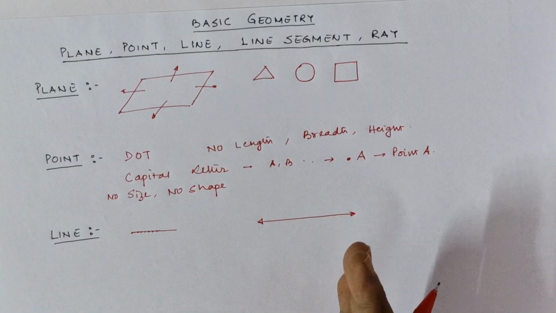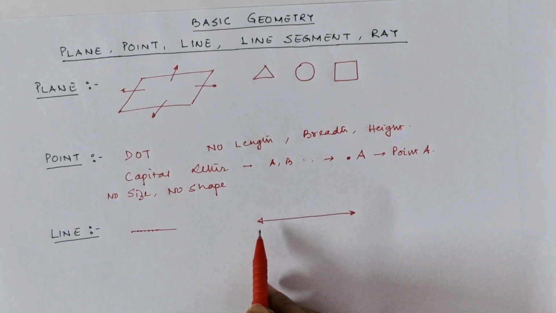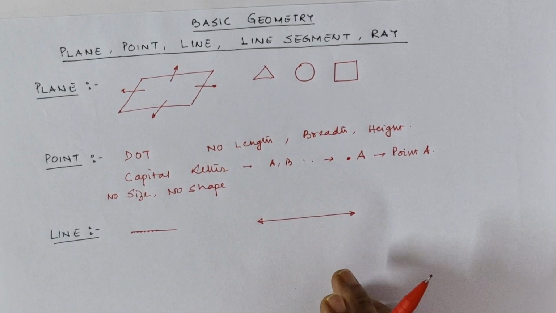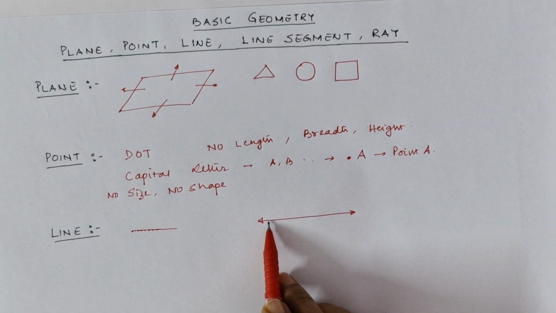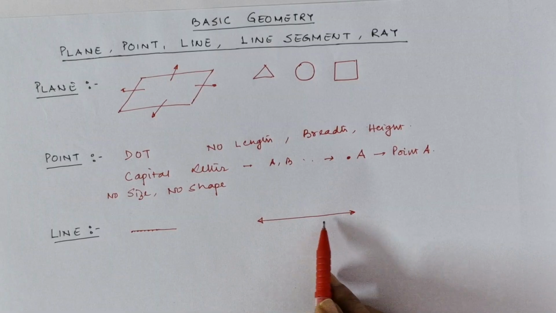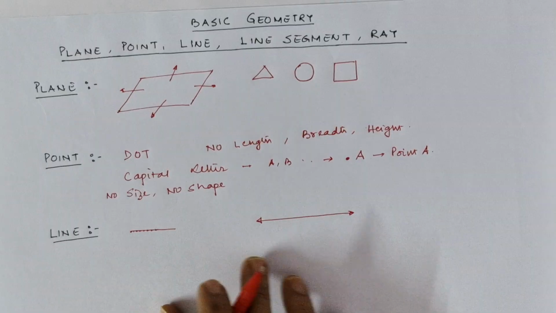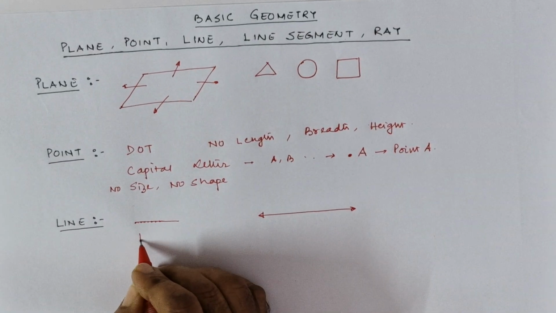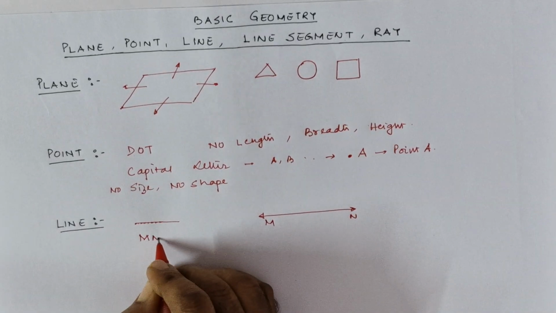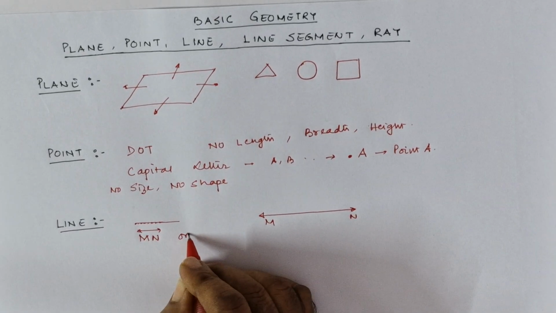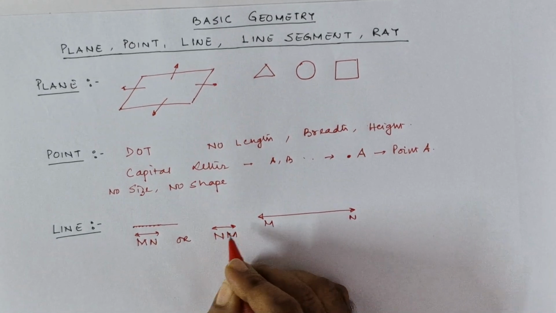So a line is a combination of many points placed adjacent to each other and extended infinitely in either direction. It has neither a starting point nor an end point. To show infinity in a line, we put an arrowhead on both ends. And how do we represent it? For example, let's say this is M and this is N. We represent it in this way, MN, or we can show it in this way, NM. See the small arrowheads.